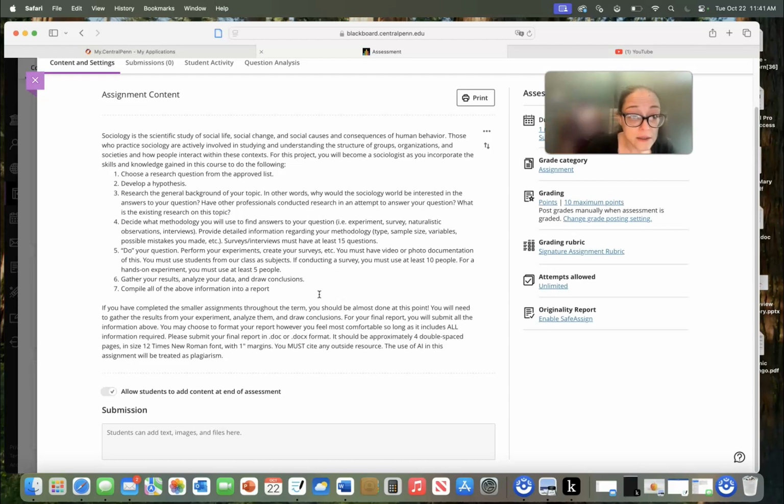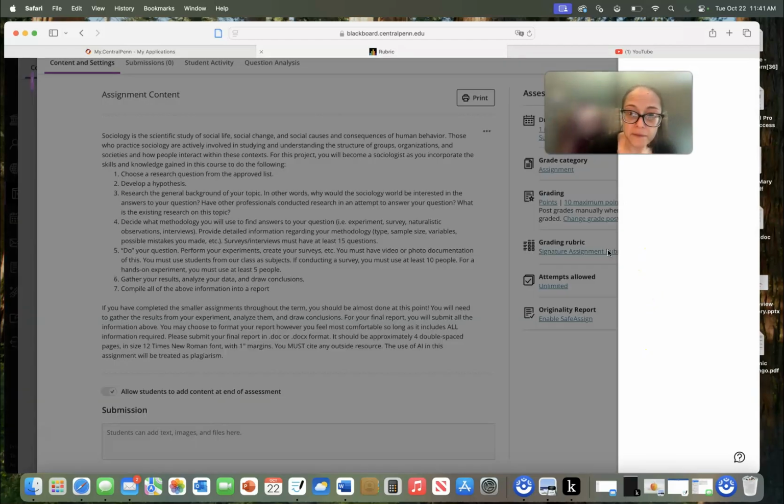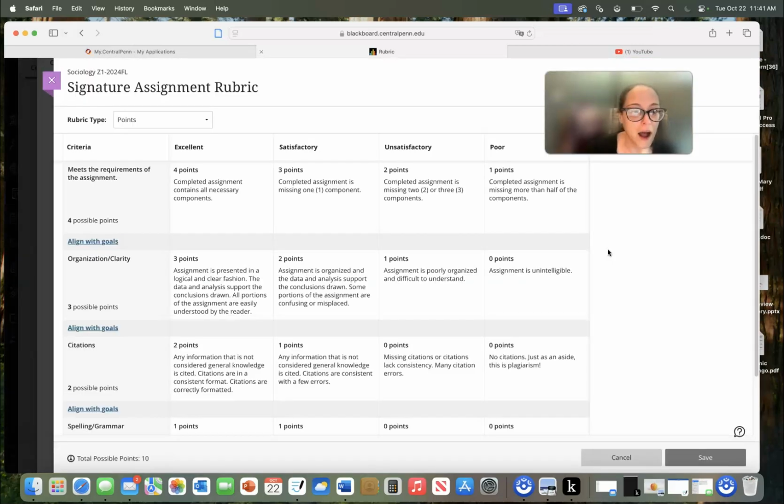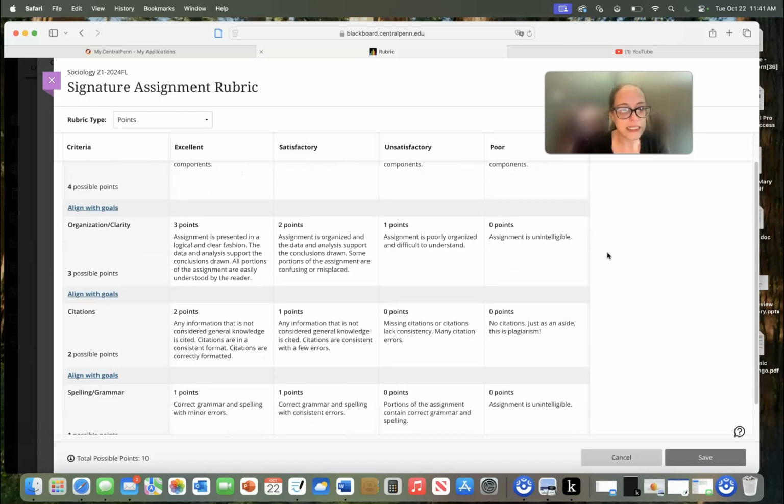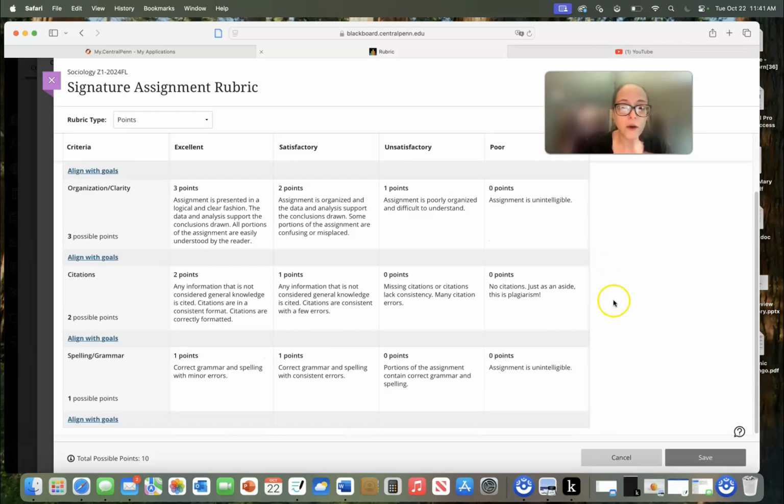There is a rubric over here on the side. So meets the requirements of the assignments, organization and clarity, citations, spelling, grammar. I would like everybody to note how little spelling and grammar is worth. I want you to spell correctly. I want you to have good grammar. But I don't want you to focus on that.